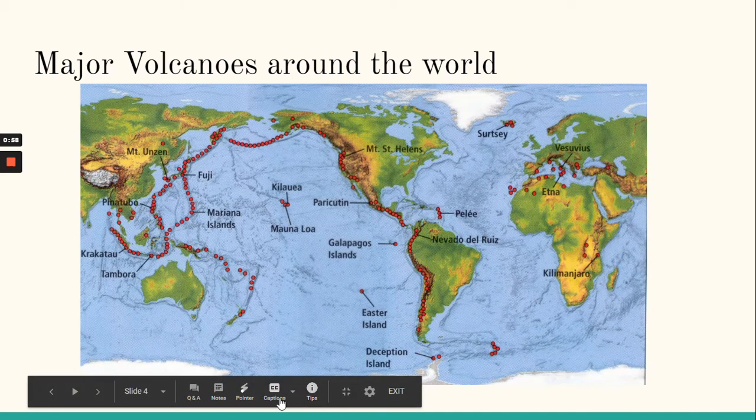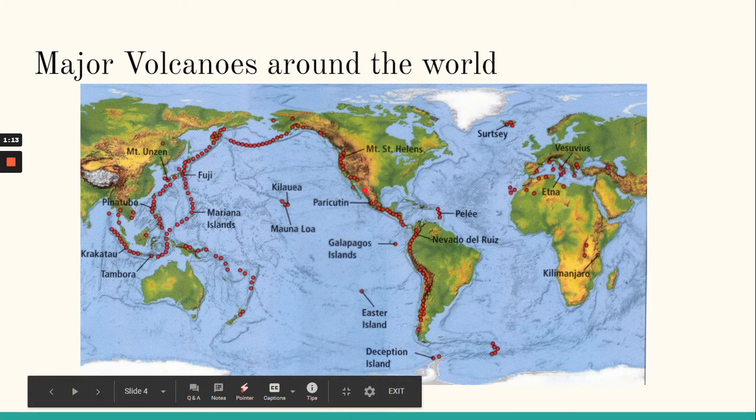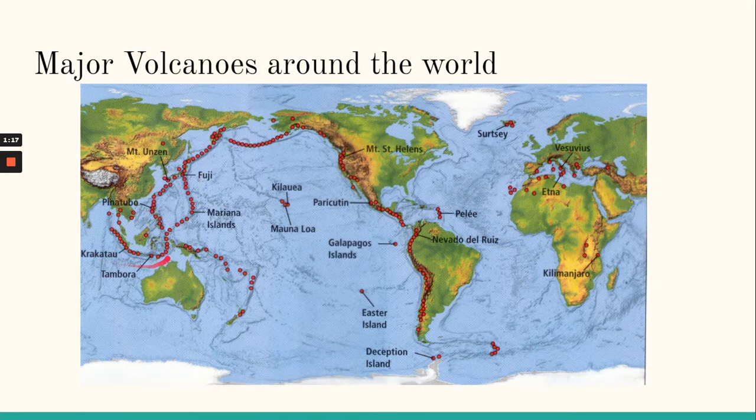So if we take a look at this map here, this is showing us major volcanoes around the world. We have some scattered throughout Europe and Africa, and then we have them really concentrated along the west coast of South America and North America, and all around the Pacific Ocean.